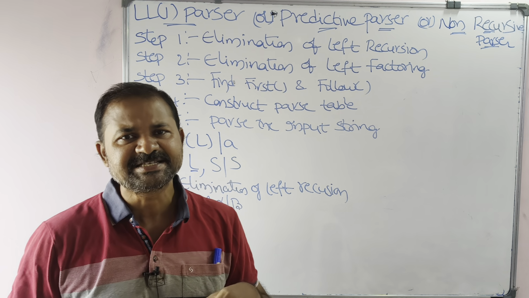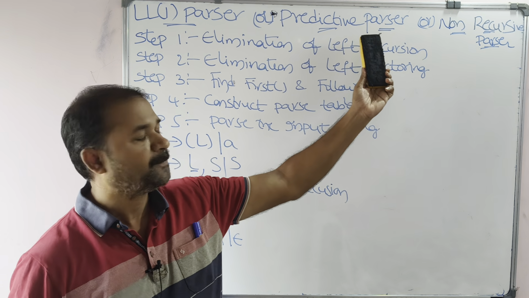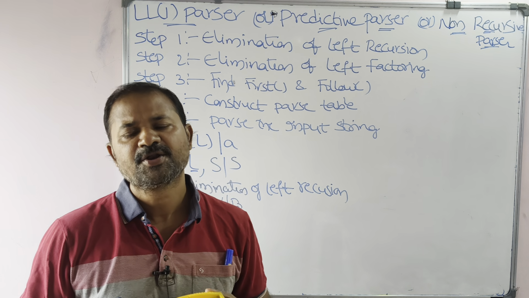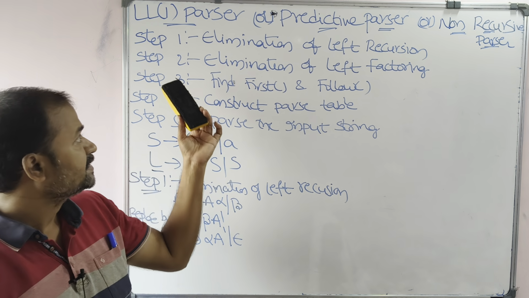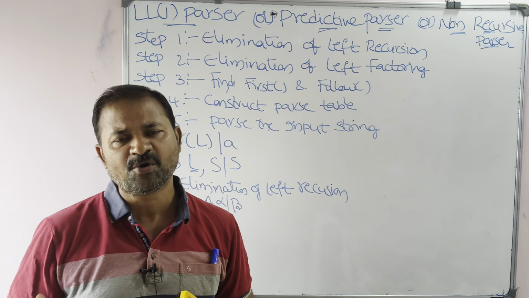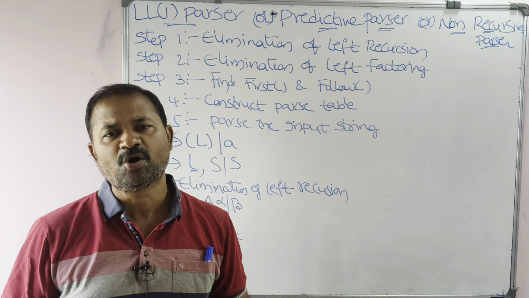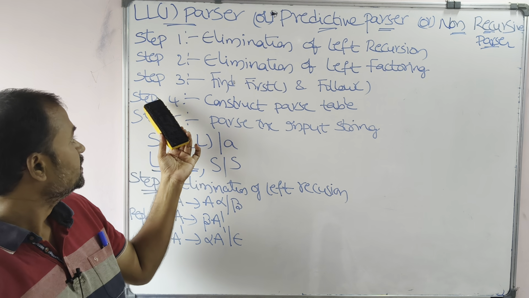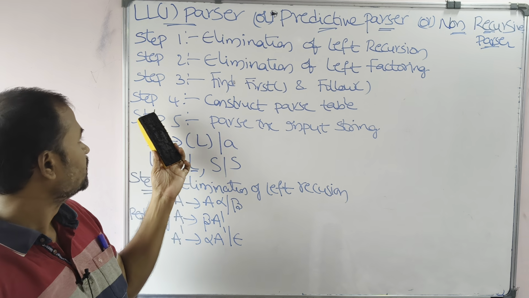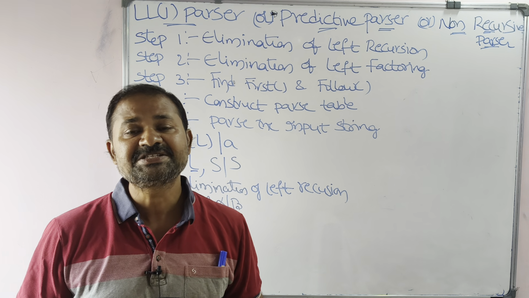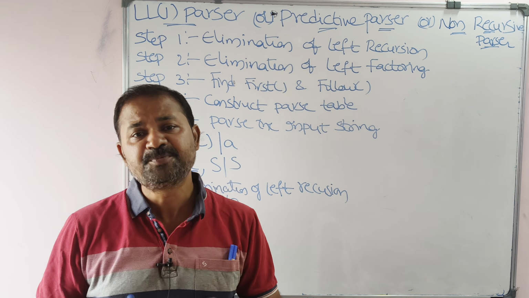Now let us discuss the LL(1) parser, which can also be called a predictive parser or non-recursive parser. Here we have a total of 5 steps. Step 1, elimination of left recursion. Step 2, elimination of left factoring. Step 3, find first and follow functions. Step 4, construct the parse table. Step 5, parse the input string.